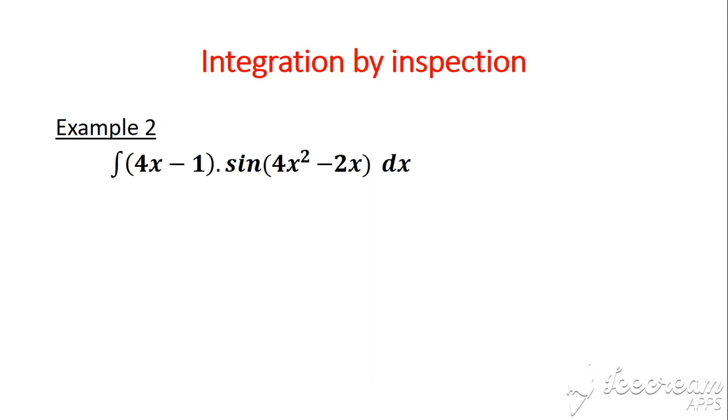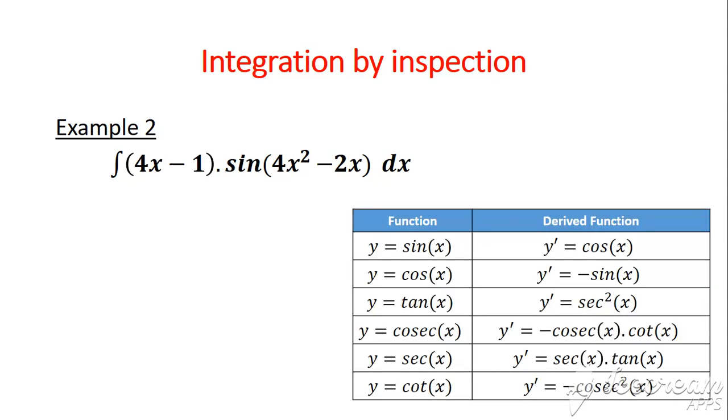All right, let's try our second example, our last example, a little bit trickier, and let's see if you follow what's going on here. We're going to integrate 4x minus 1 all times by the sine of bracket 4x squared minus 2x with respect to x.